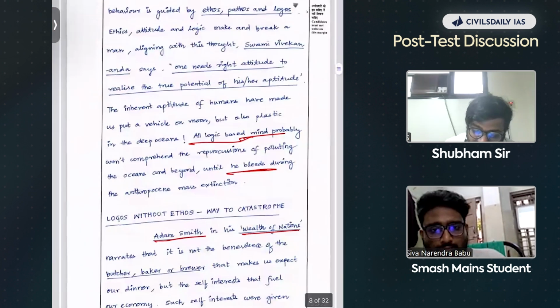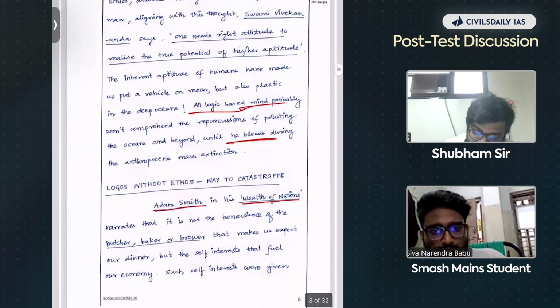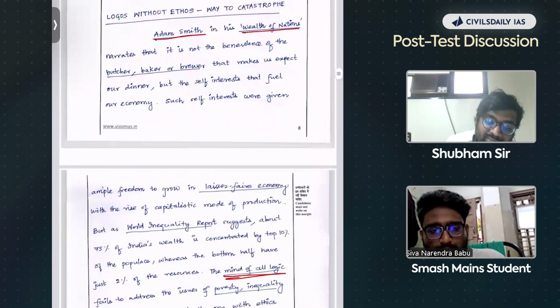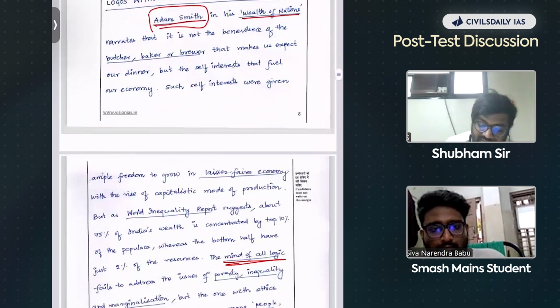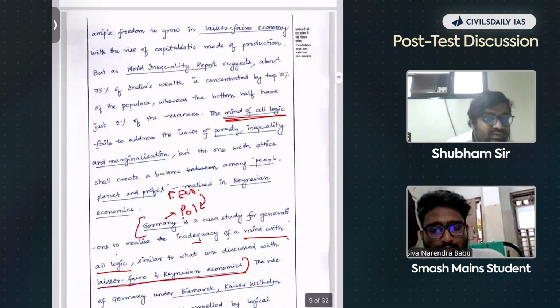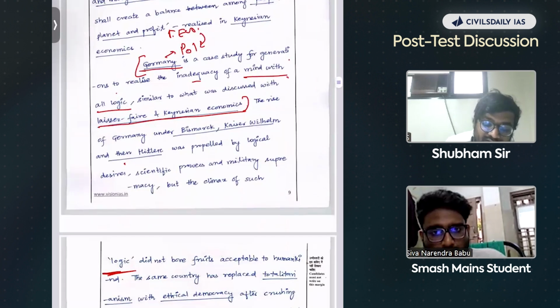So after this, he started with the economic dimension: Adam Smith, Wealth of Nations. This is the economic dimension that he has covered. Then he shifted to the IR dimension. Germany is the case study of generation. Here he finished his economic dimension.